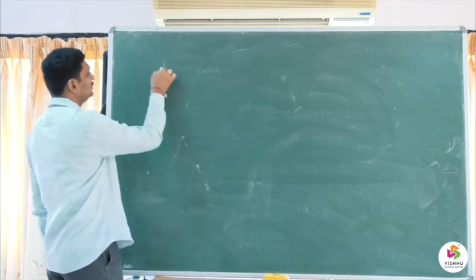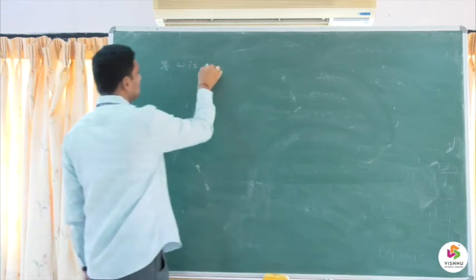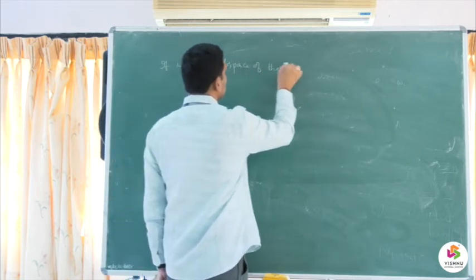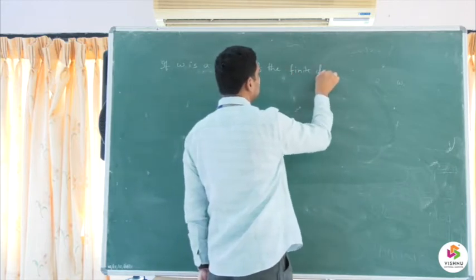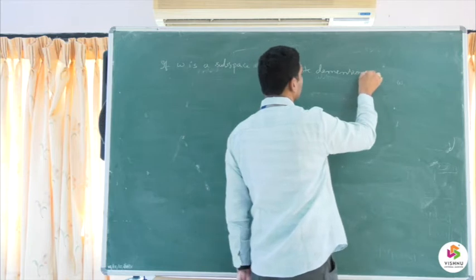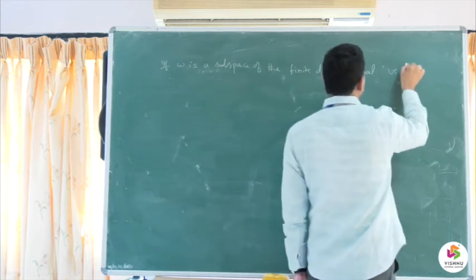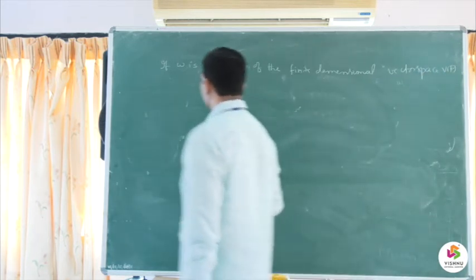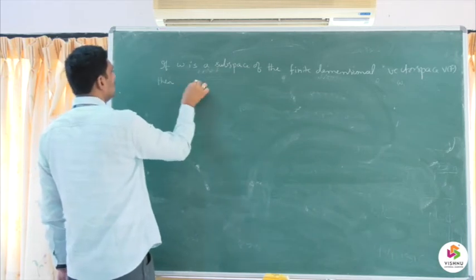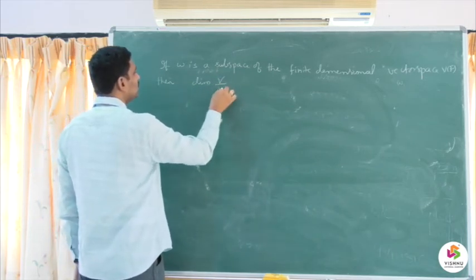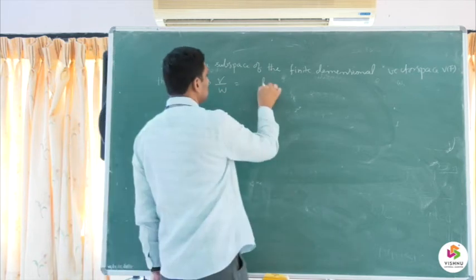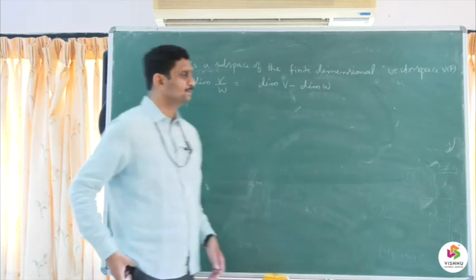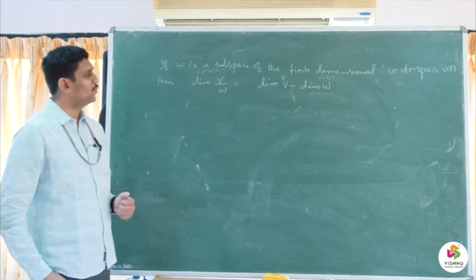This is the statement: if W is a subspace of the finite dimensional vector space V over F, then dimension of V by W is equal to dimension V minus dimension W. This is the most important theorem that we are going to prove.